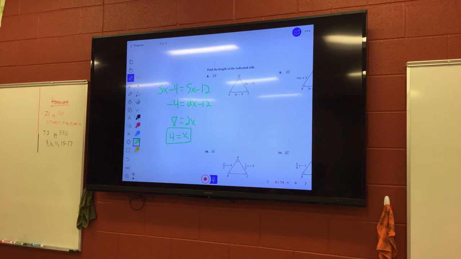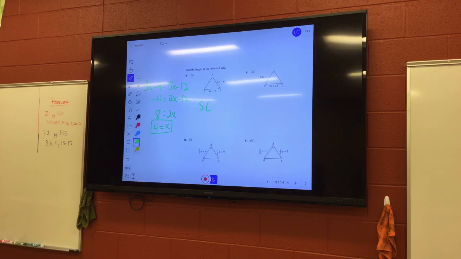Okay, now that I found my x, what do I want to do with that? Yeah, plug it in. So I'm just going to go ahead and plug it into the 5x minus 12. So 5 times 4 is 20, minus 12, and that'll give me 8. So I know that each one of those sides is going to have a length of 8.